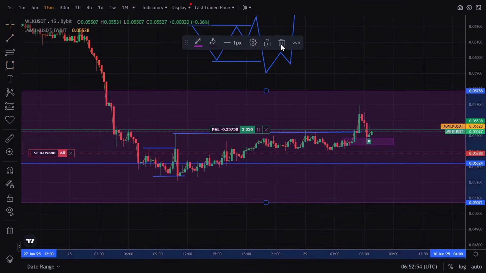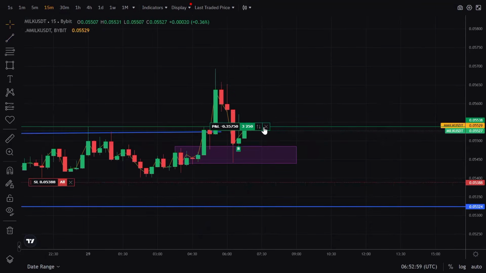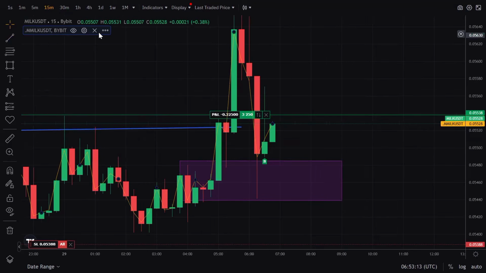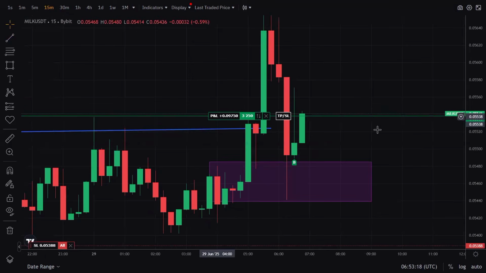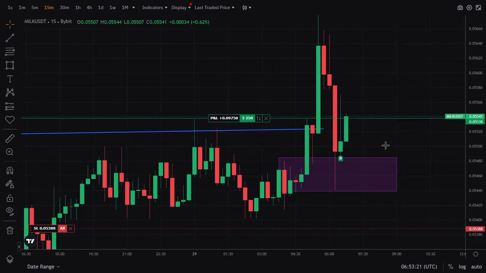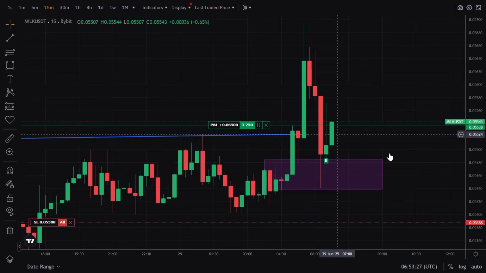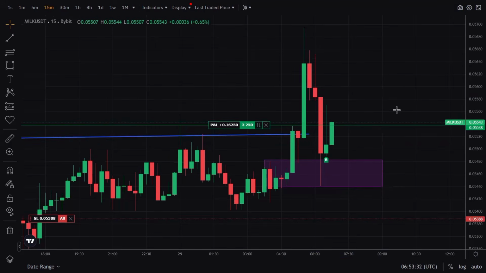Let me take this off so it doesn't look clumsy. So here is going to be our order block. All right, so here's our order block. I made this trade already. I'm already in profit. I just got in. Here's our order block, and we are anticipating that price would go up. This is live. I'm showing you the live trade.